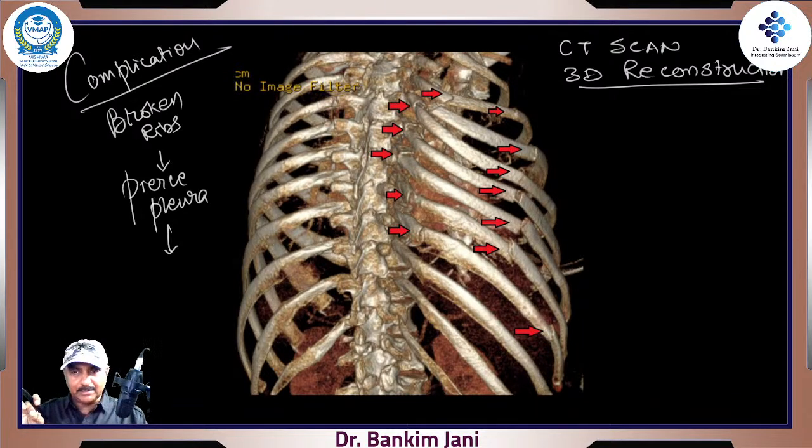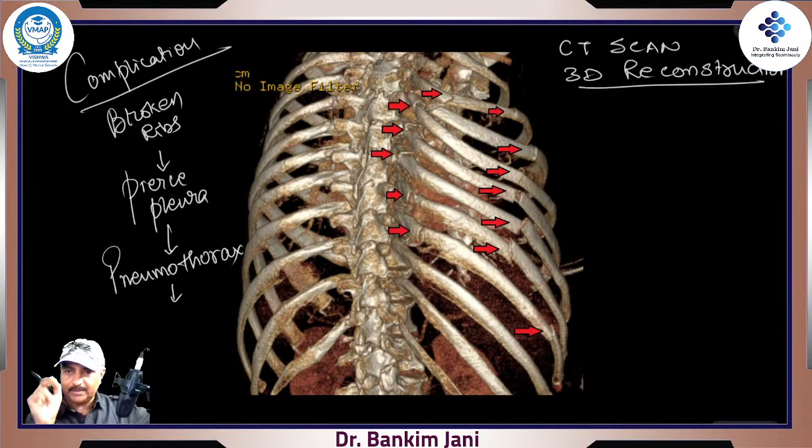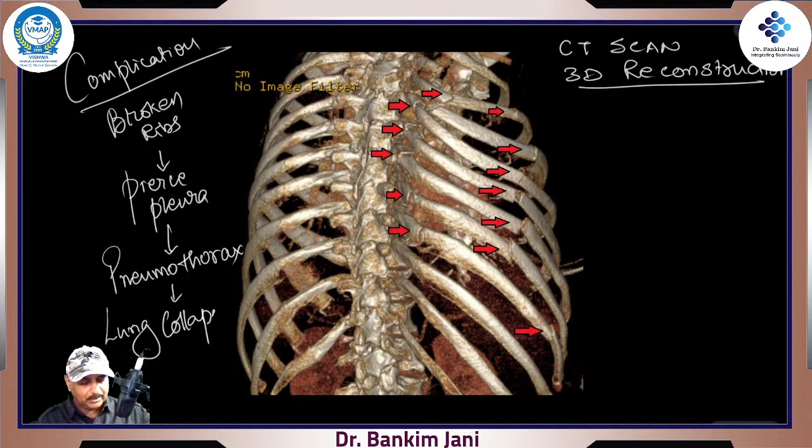when that seal is broken, immediately air enters. So that leads to pneumothorax. When pneumothorax occurs, that is, when air enters the pleural cavity, immediately the lung collapses. That is what is called lung collapse. So that's very right what you were telling. When ribs are broken, do lungs collapse or not?